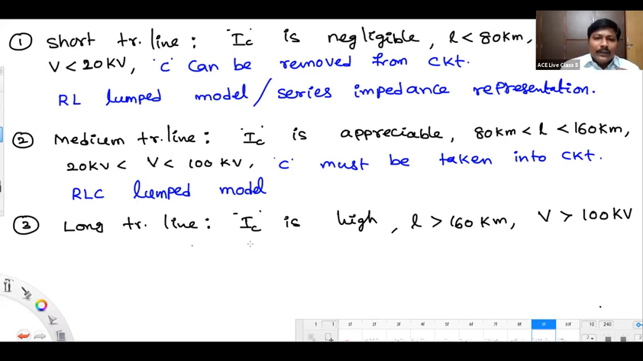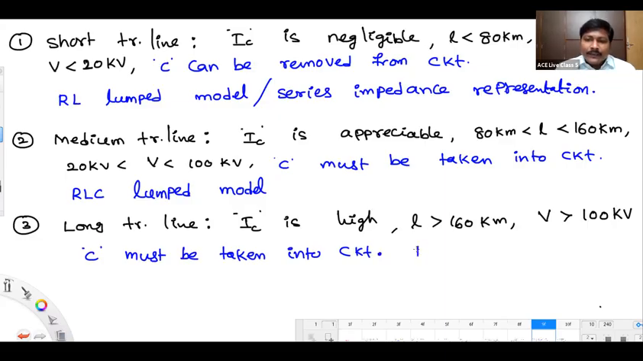Okay, next one. Long transmission line. Charging current is high, so there is no other choice for you. Capacitance must be taken into the circuit. And I will call this one particularly the RLCG distributed model.